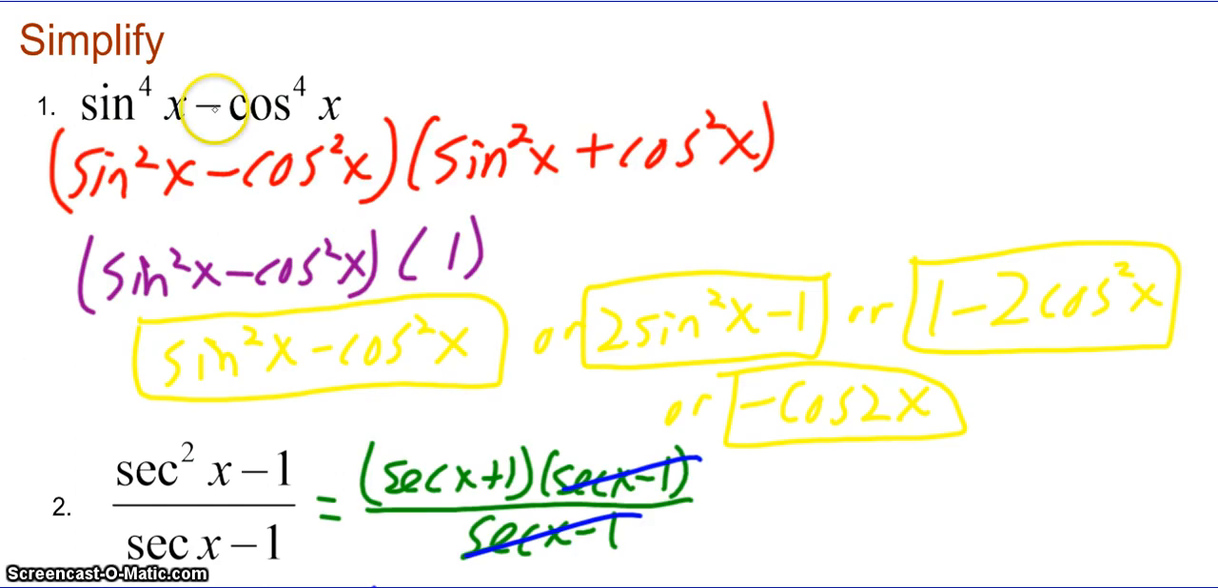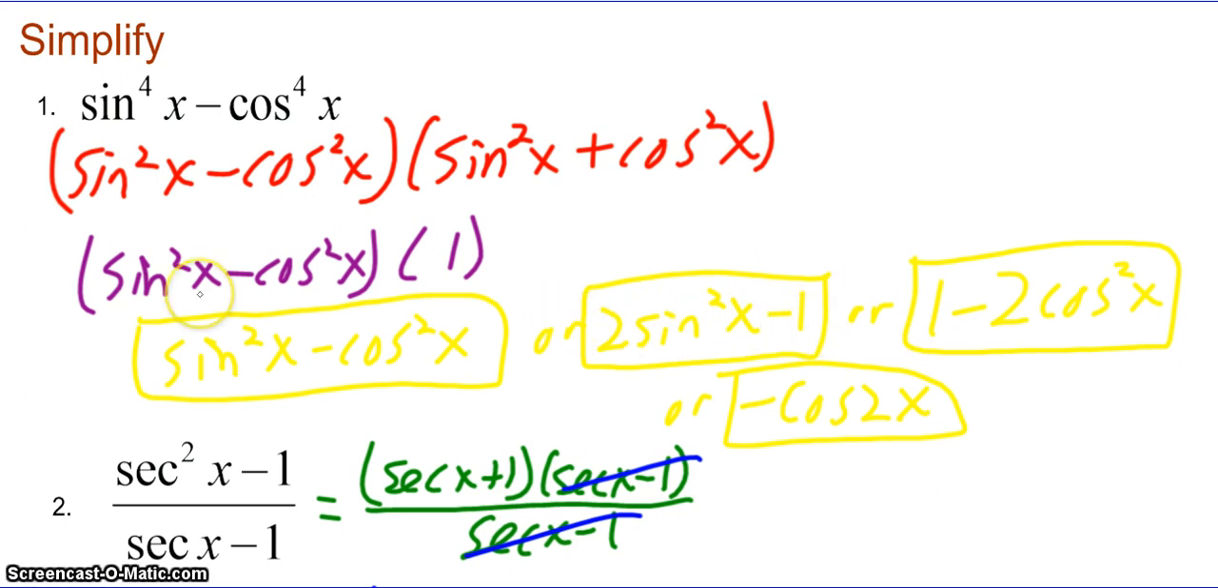Okay, so the first one here, I recognize this is the difference of squares, and I factored into sine squared x minus cosine squared x times sine squared x plus cosine squared x. Sine squared x plus cosine squared x is 1 from my Pythagorean identity, so this stays sine squared x minus cosine squared x. I can leave my answer like that if I want. So sine squared x minus cosine squared x is an acceptable answer for simplifying this problem. If I wanted to try to change it, I could change it using the Pythagorean identity. So cosine squared is 1 minus sine squared, so it would simplify to 2 sine squared x minus 1.